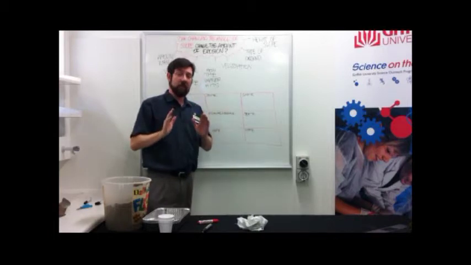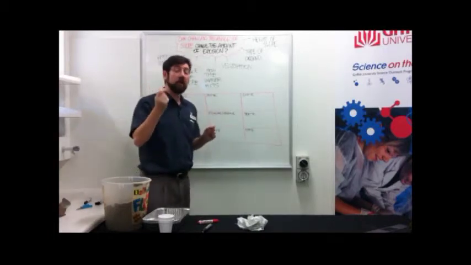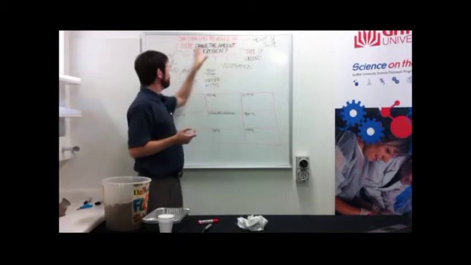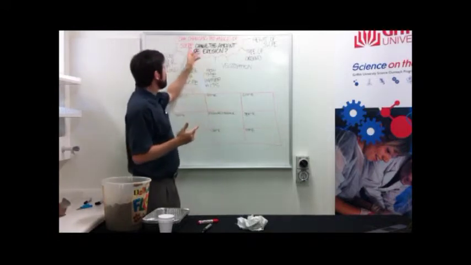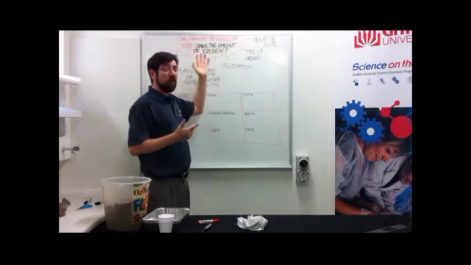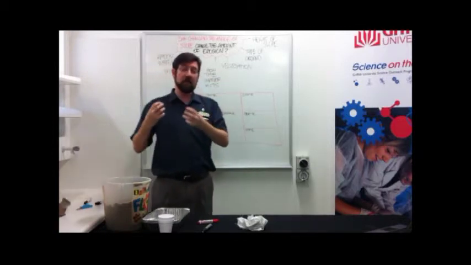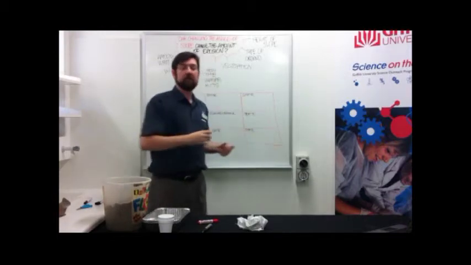It identifies two very important things for our investigation. Firstly, what am I going to do? What am I going to change? I am going to change the angle of the slope that the water is running across. What am I going to measure? I'm going to measure the amount of erosion that is occurring. So how much soil and dirt is moved from one place to another.